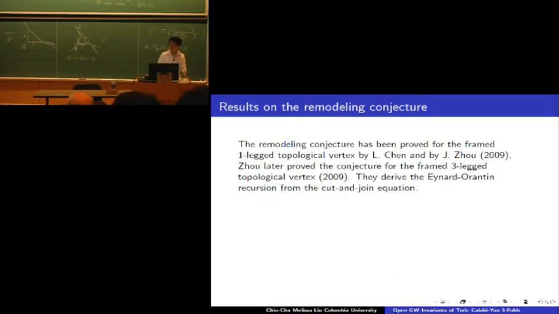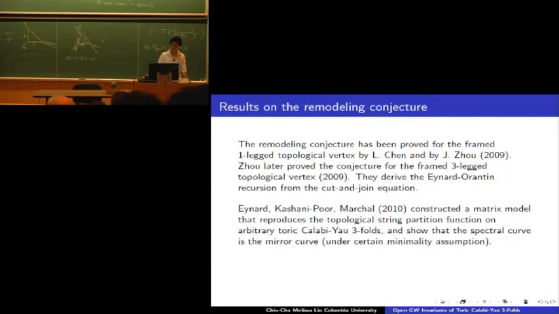So this conjecture has been proved for the framing 1 topological vertex, namely one brane in C3, by Lin Chen and by Jian Zhou. And Zhou later proved the conjecture for the framing 3 topological vertex. So you have three branes in C3. What they do is they derive the Eynard-Orantin recursion from the cut-and-join equation satisfied by the open Gromov-Witten invariants. Okay, so there is some progress in solving the conjecture in general, but I don't understand this work very well. But I think they seem to be very close to solving it using the matrix model. But yeah, we would like to try another approach.